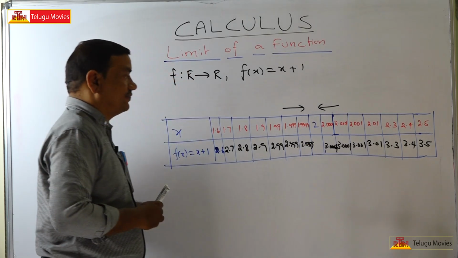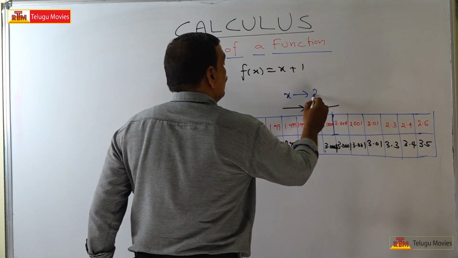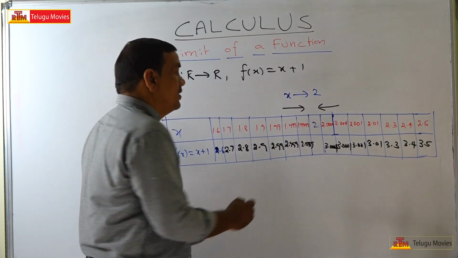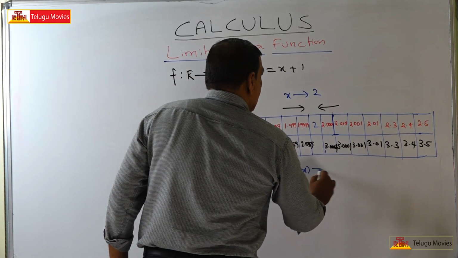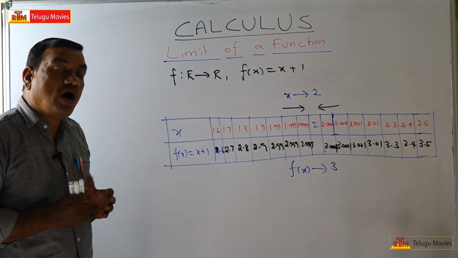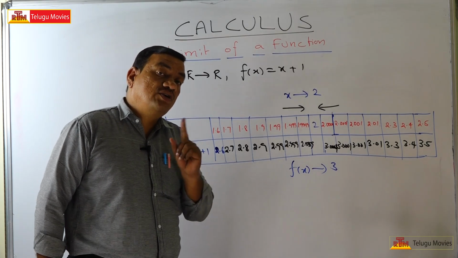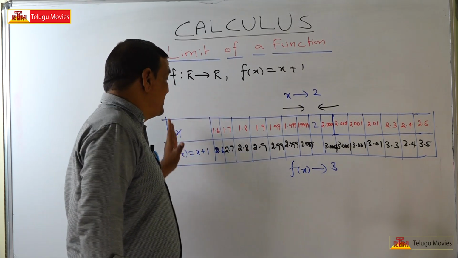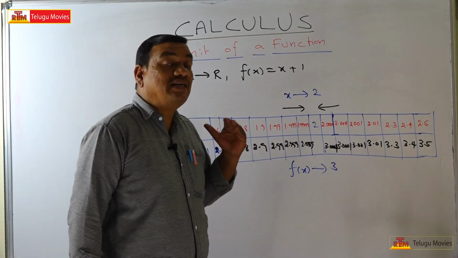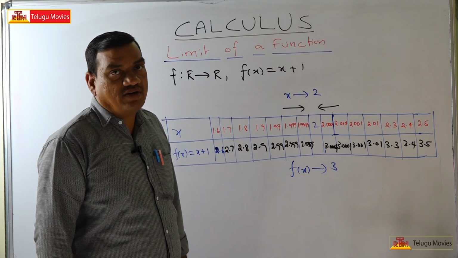What do you observe? As x value approaches 2, your f of x value approaches 3. So here one thing you have to remember is that x is not taking the value 2, but it is approaching 2. That is the process you have to understand here.